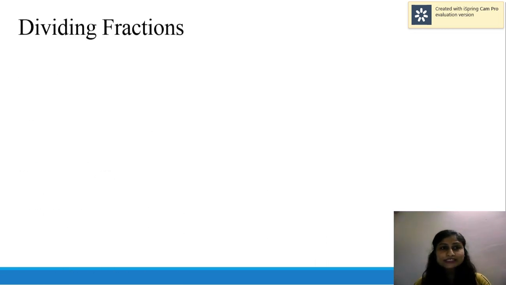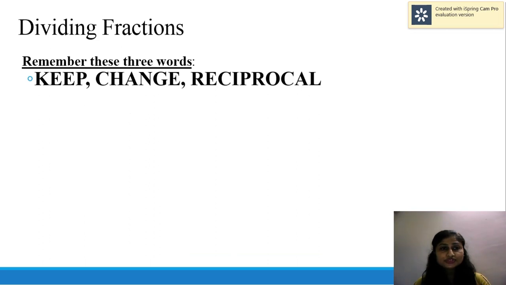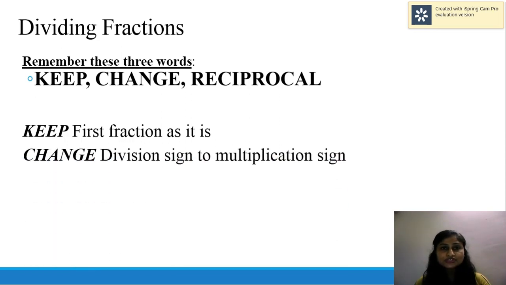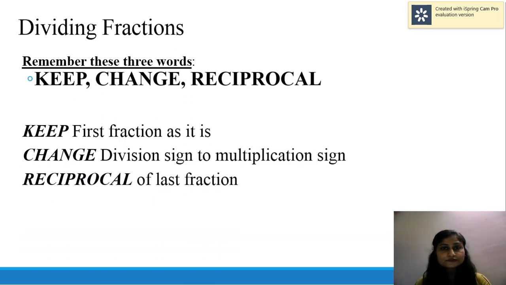Next topic is dividing fractions. Remember these 3 words: keep, change and reciprocal for division of fractions. First, what is the meaning of keep here? Keep the first fraction as it is for division of fractions. Then change the division sign to a multiplication sign. Then take the reciprocal of the last fraction.